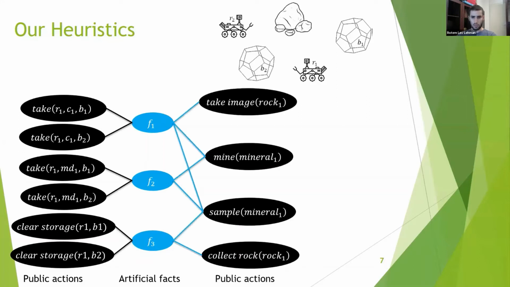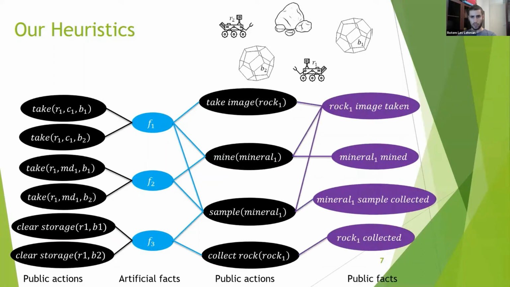The third column is another column of public actions. This time it is the actions that have a dependency as a precondition. And the fourth column is a column of public facts that are the effects of the public actions that we can apply using the dependency that was revealed.